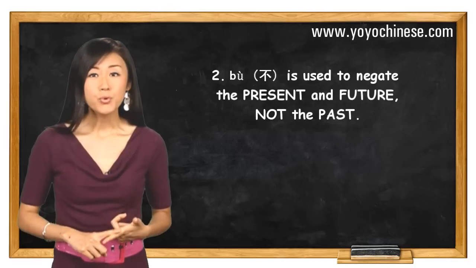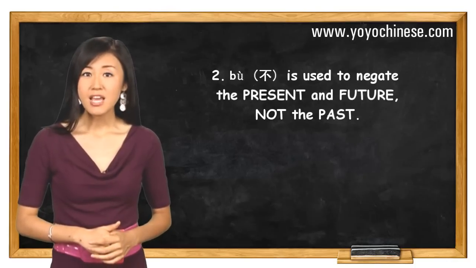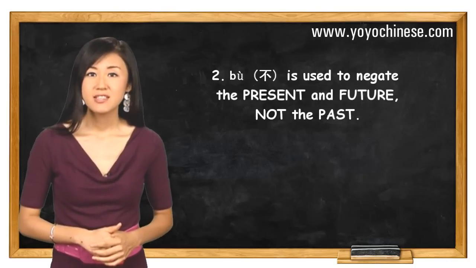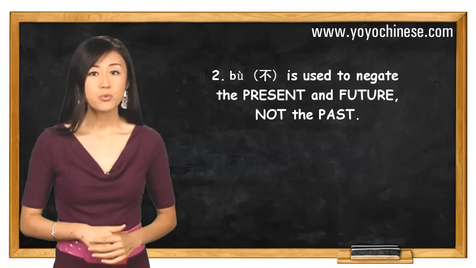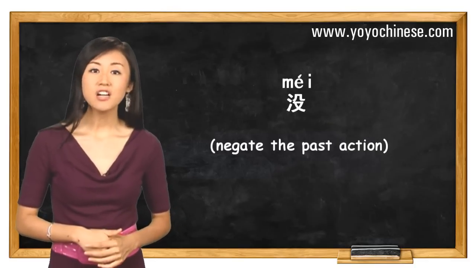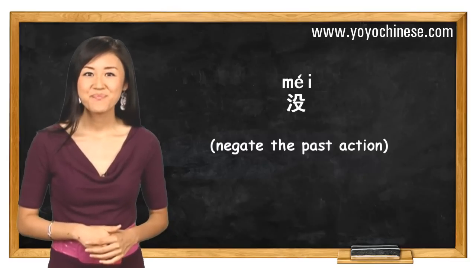Second, 不 is only used to negate the present and future actions or statements, not the past actions. For past actions, we use a different negation word, which is 没. We'll talk about that in detail in our next lesson.